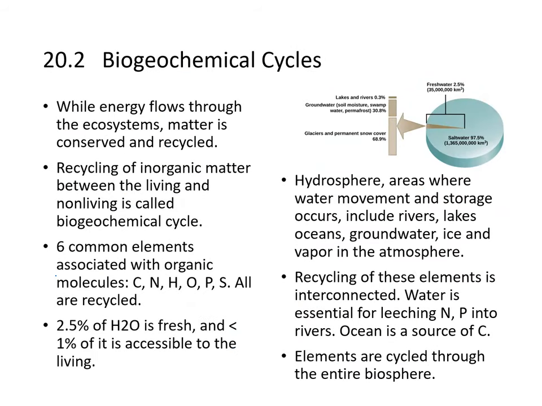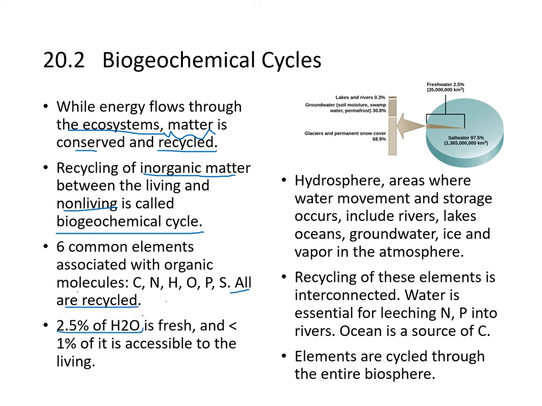Then while the energy flows through the ecosystem, matter is conserved and recycled. We call that the biogeochemical cycle, and that includes recycling of inorganic matter between the living and the non-living. There are six common elements associated with organic molecules: carbon, nitrogen, hydrogen, oxygen, phosphorus, and sulfur. And all of these are recycled.